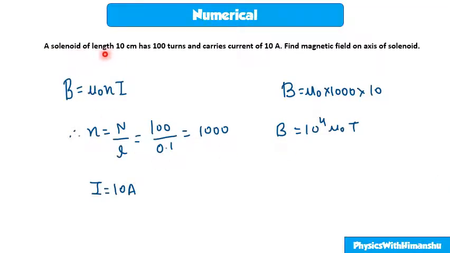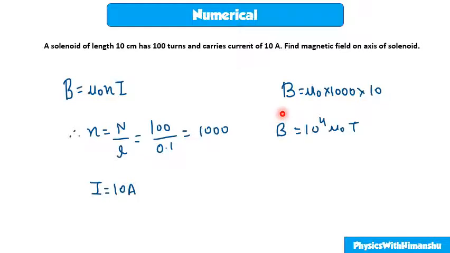Suppose a solenoid of length 10 centimeter has 100 turns and carries current of 10 ampere. Find magnetic field on axis of solenoid. So B is mu naught n I, and small n will be capital N by L, that is 100 upon 0.1, that is 1000, and current is 10 ampere. So magnetic field will be mu naught into 1000 into 10, that is 10 raised to power 4 mu naught Tesla. So this is magnetic field near axis of solenoid.